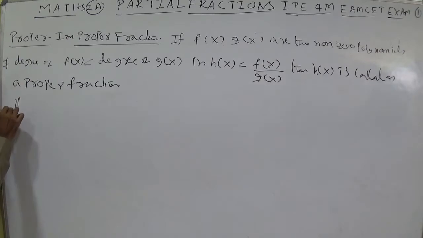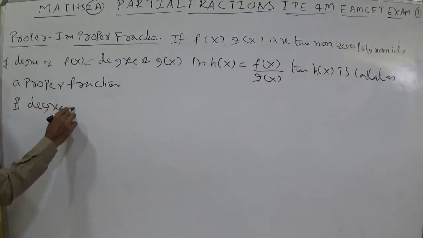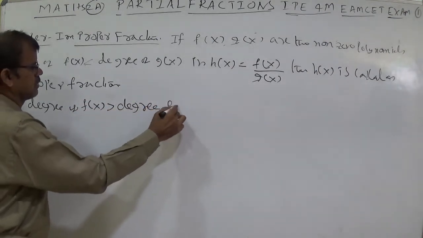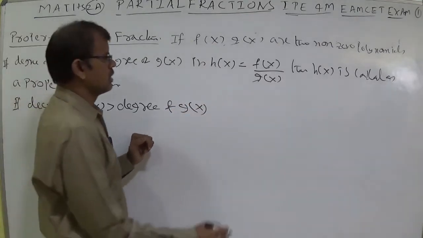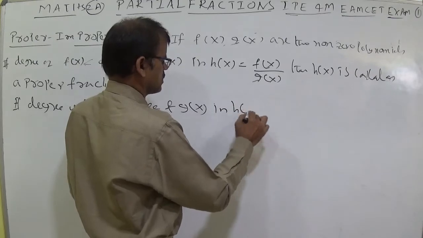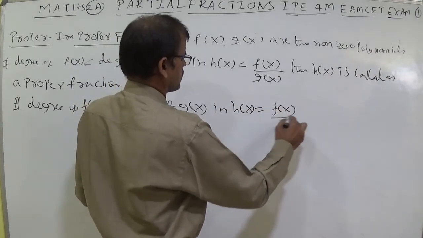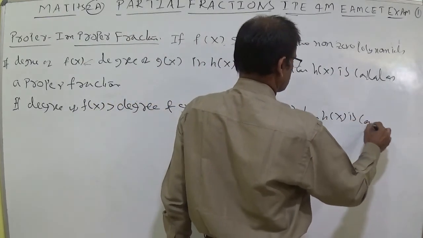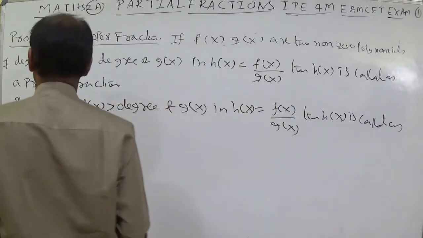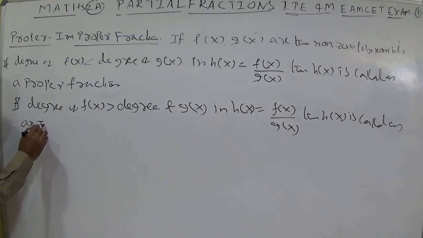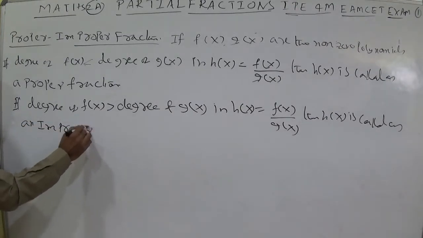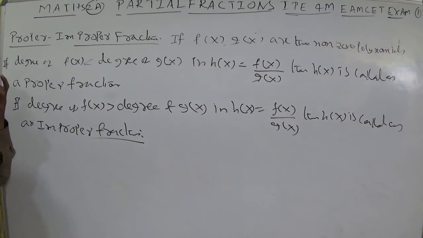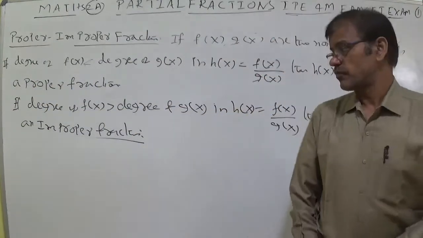Next, if the degree of f of x is greater than the degree of g of x, in the same concept, h of x is equal to f of x by g of x, then h of x is called an improper fraction. These are the definitions of proper and improper fractions.